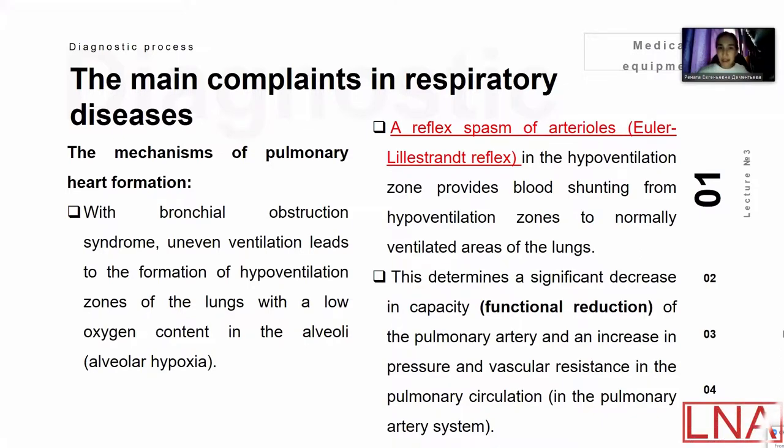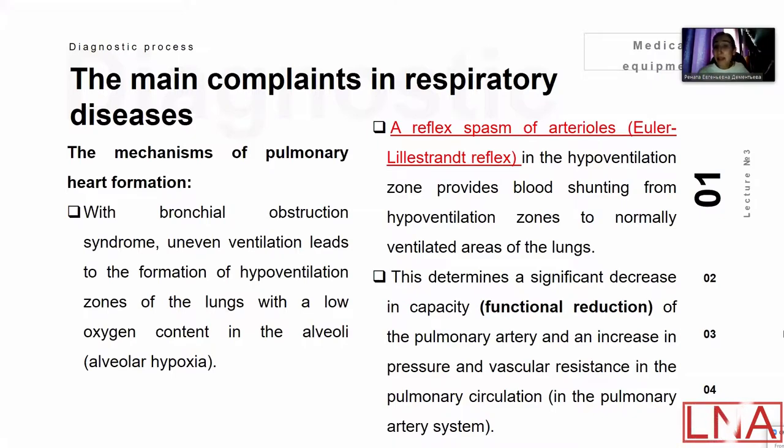Look, hyperventilation, then blood shutting down from hypoventilation zones to normally ventilated areas. This determines a significant decrease in capacity. Look, hypoventilation zones: one zone, second one, third one, it's blocked. So reducing in capacity, in fact, a functional reduction of the pulmonary artery, and it can provide increasing in pressure and vascular resistance in the pulmonary circulation.